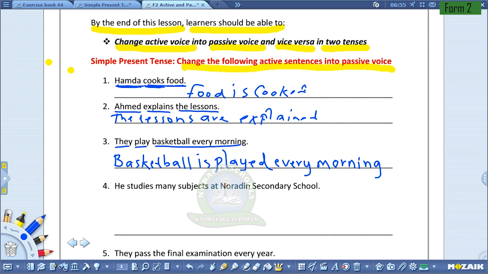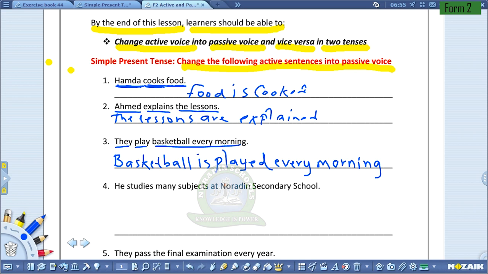You can keep it like this, or if you want, you add the agent by. This is a subject pronoun, but if we change it into an object pronoun, it will change into them. Basketball is played by them.